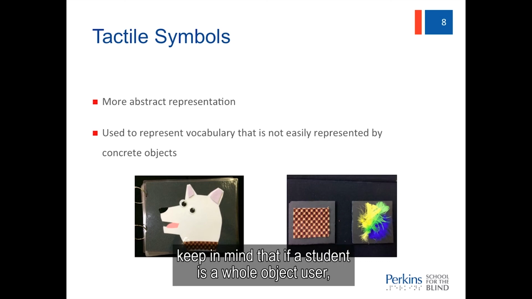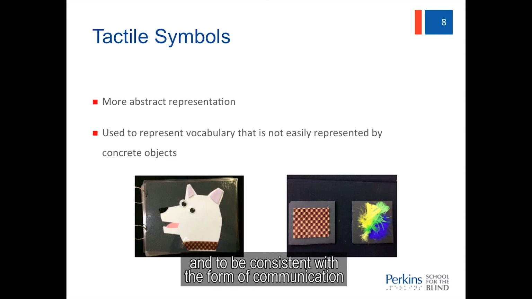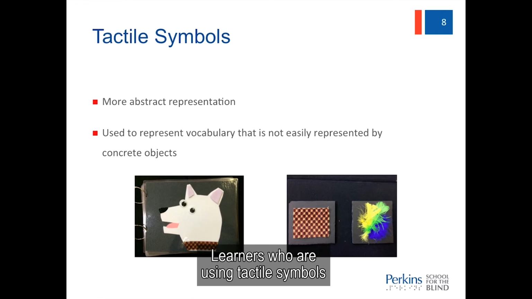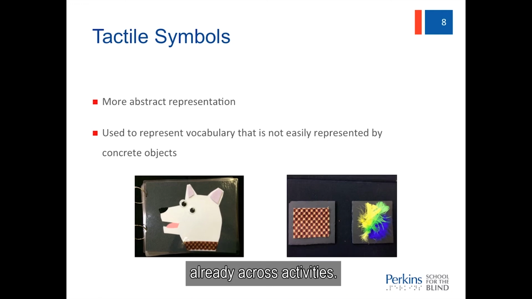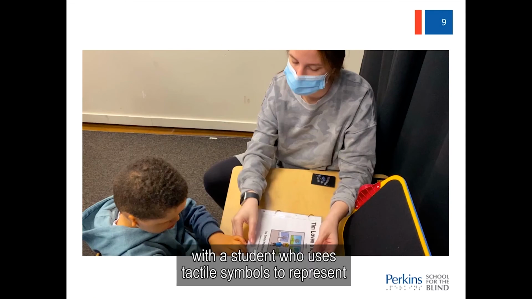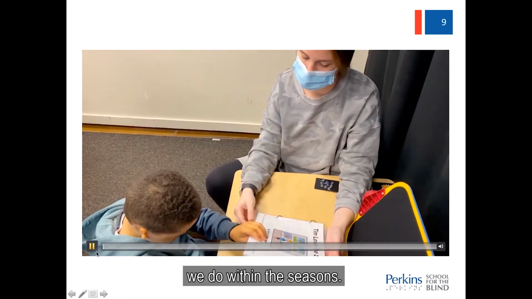But you should also keep in mind that if a student is a whole object user, tactile symbols aren't necessarily right for them, and to be consistent with the form of communication that you're using. Learners who are using tactile symbols would likely be using tactile symbols or partial objects already across activities. This video shows a literacy activity with a student who uses tactile symbols to represent abstract concepts such as seasons or things we do within the seasons.